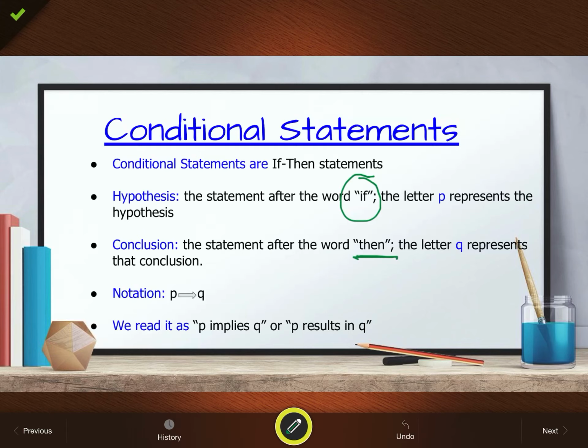There is a way to notate this, okay? And if you look, it's P and then an arrow and then Q. You will also see it written like this with just a single arrow pointing to the right. But the way you read that, you don't say P arrow Q. The way you read that is either you say P implies Q or P results in Q. And remember, P is just an abbreviation for hypothesis, and Q is just the abbreviation for conclusion.